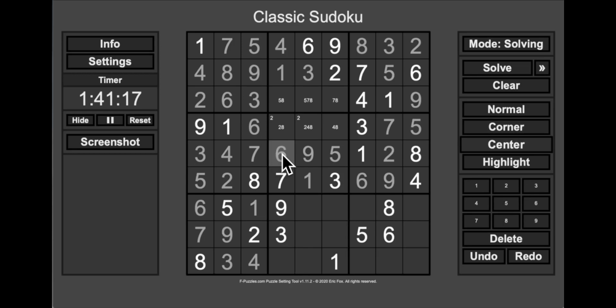This 6 is in the wrong place. It cannot go there. It means the rest of row 5 is probably bogus. I need to put a 6 in a different position because that's the only way I'm going to get a 6 in box 8.